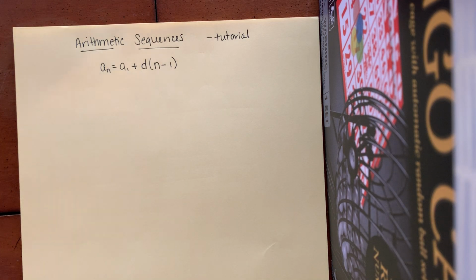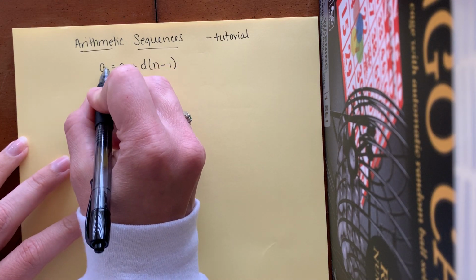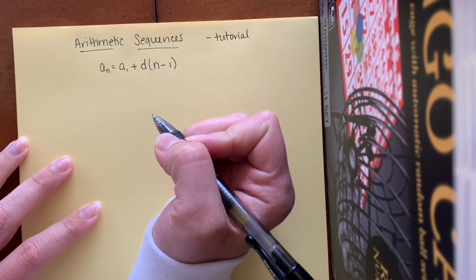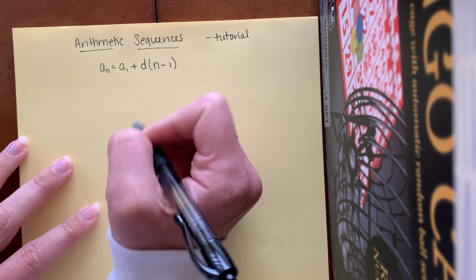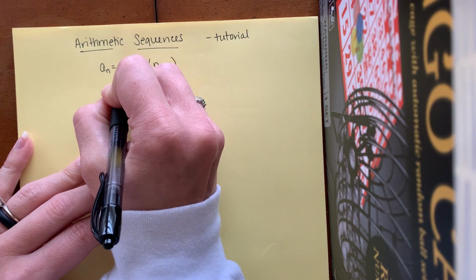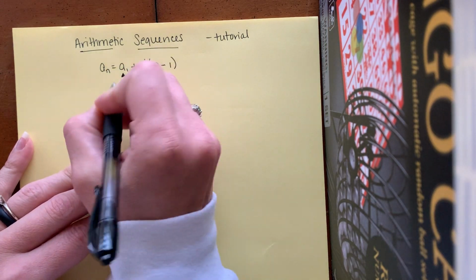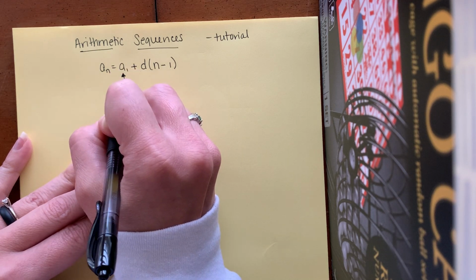This equation tells me that I can figure out any number in that sequence. If I have a sequence of numbers and I want to know what the 31st number is, this equation allows me to figure that out. All right, so this first number here, this A with a little subscript of 1, that is the first number in the sequence.